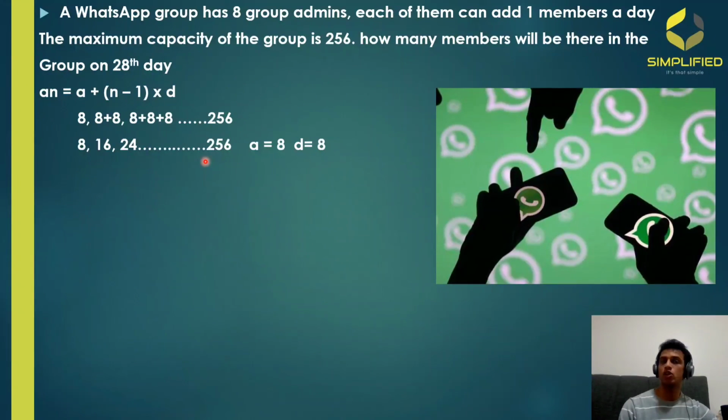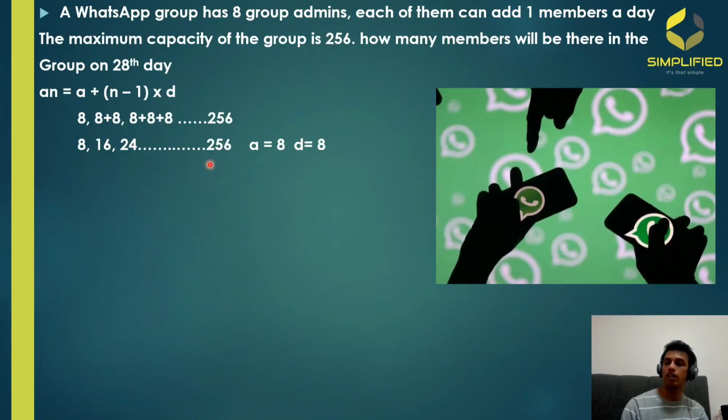This means that the total capacity of a WhatsApp group as per right now is 256. So the last term is 256. As per this sequence, we only need to find what is the 28th term's value. So when you give n is equal to 28 and substitute the rest of the values which you already know from the sequence, we'll get the answer.